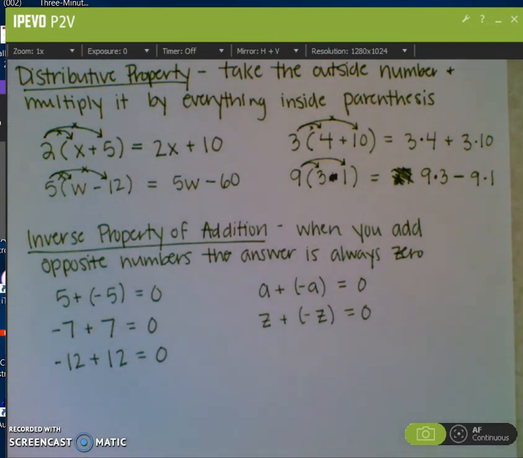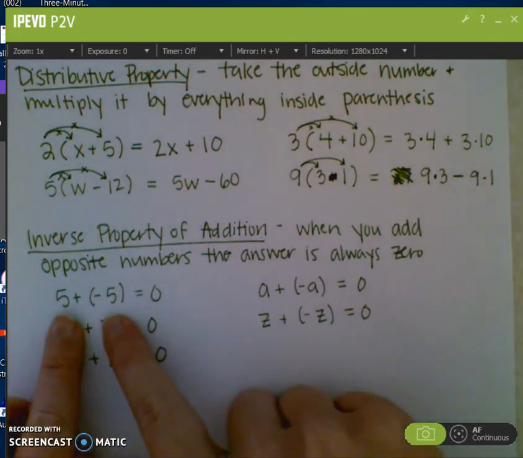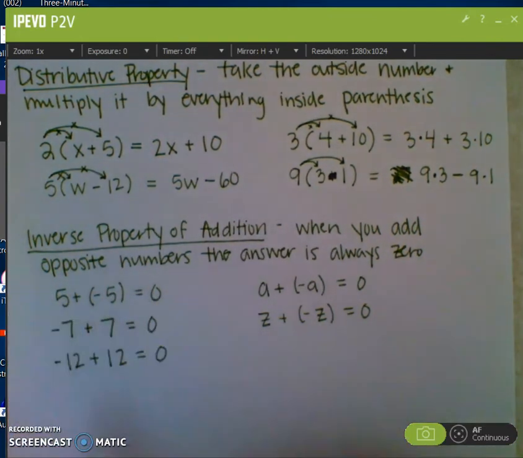The inverse property, inverse means opposites. So when you see inverse, you should automatically say, oh, I'm looking for opposites. And when I see opposites, 5 and negative 5, I know that's the inverse property. And I know that opposites equal 0. So that is the inverse property of addition. So I just want to make sure that we're keeping those two clear and separate as we move forward.